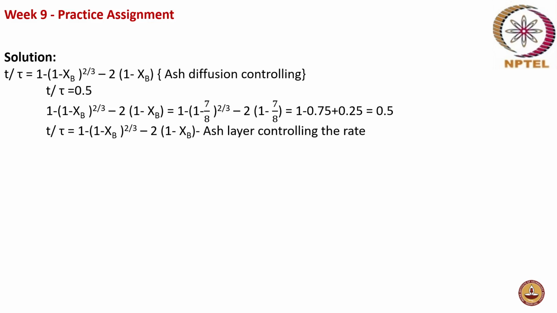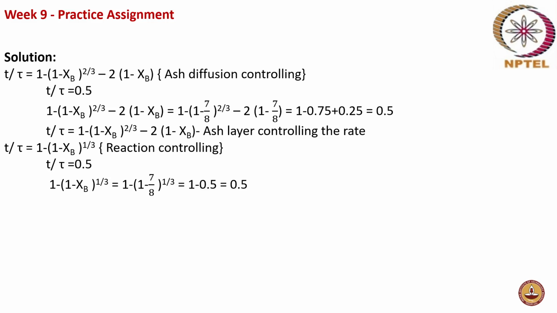Now we shouldn't stop, but with the given information we should also try and see what happens when the reaction is controlling. So t by tau is equal to 1 minus of (1 minus xb) the whole power 1 by 3. So again t by tau is nothing but 0.5. So substituting the value of xb here, 1 minus of (1 minus 7 by 8) the whole power 1 by 3. Here again you will end up with the right hand side as 0.5, which means the right hand side is matching with the left hand side. That means the reaction is controlling the rate.